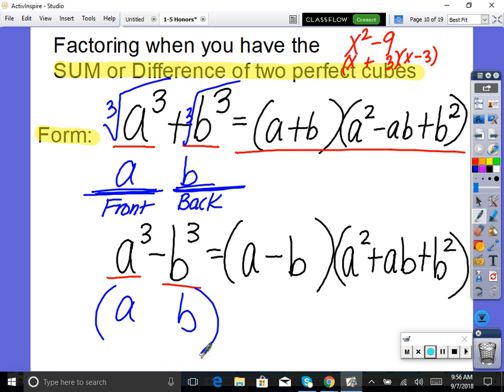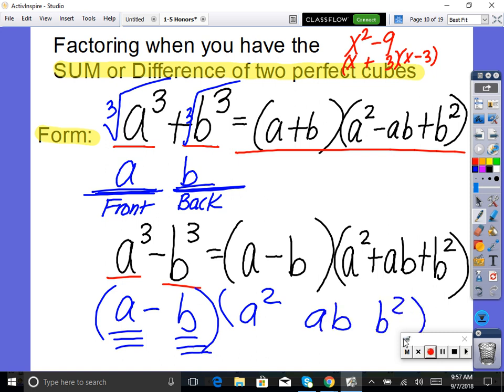Then I go like this. I put the sign in the same. Then, not including the sign though, do not look at the sign. Did you all hear that? So you do the front times the front, a squared. Then the front times the back, ab. Then the back times the back, b squared. And then this sign and this sign are opposites, and the last sign is always positive. It always works that way.